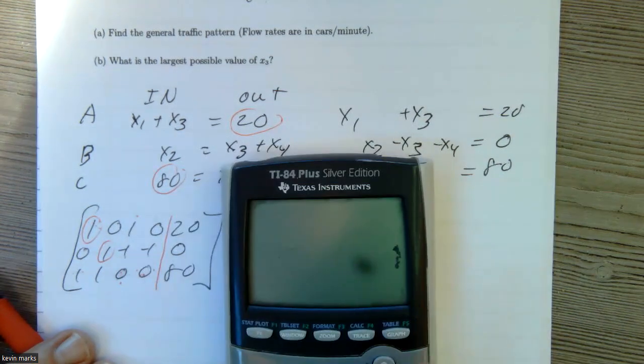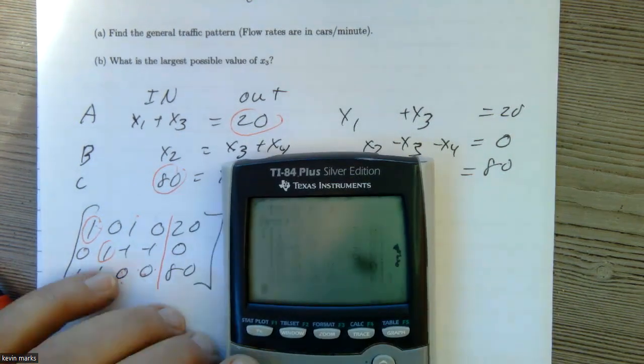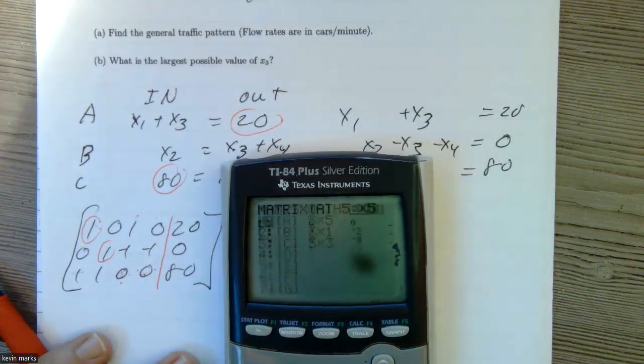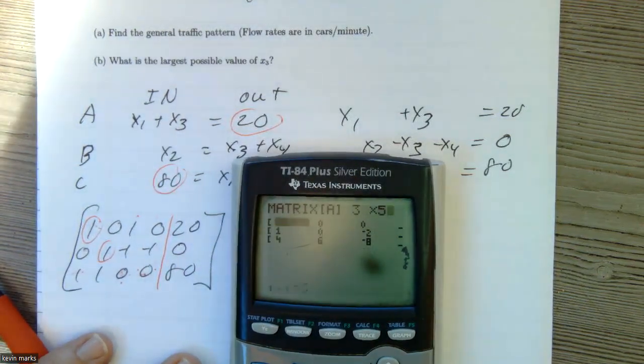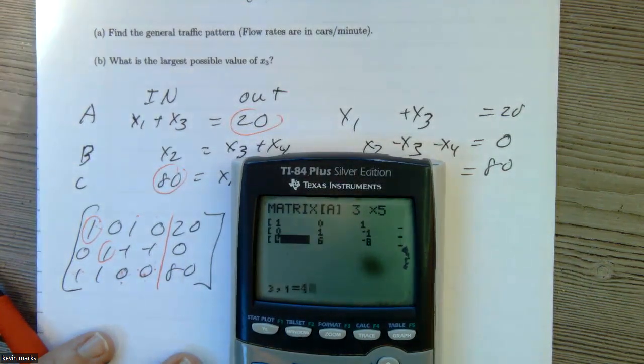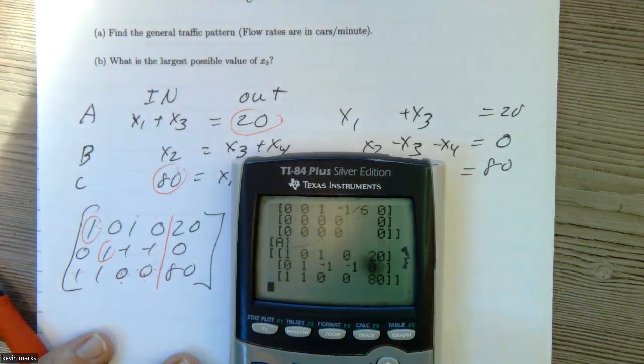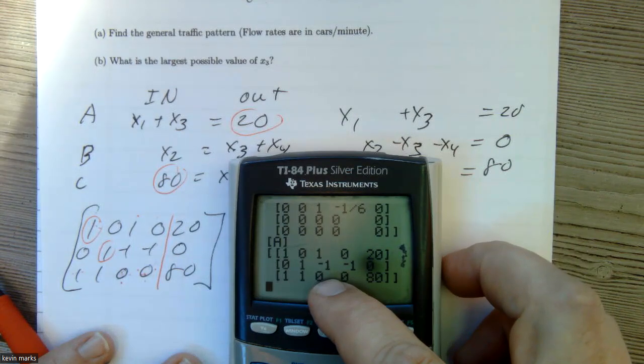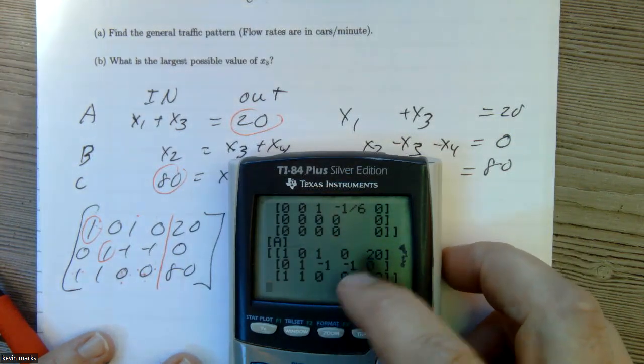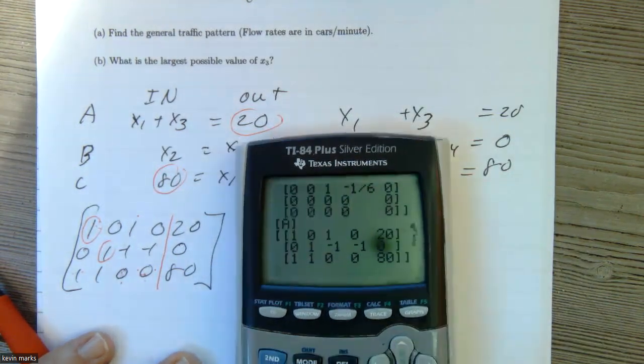Okay. Well, what is it? Let's check it out. So this would be a 3 by 5. You've got 1, 0, 1, 0, 20, 0, 1, -1, -1, 0, 1, 1, 0, 0, 80. All right. So let's check.